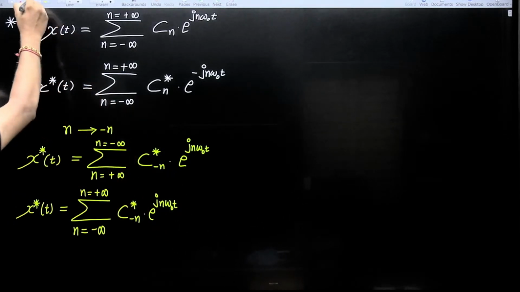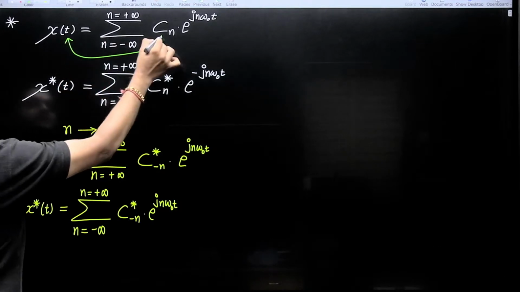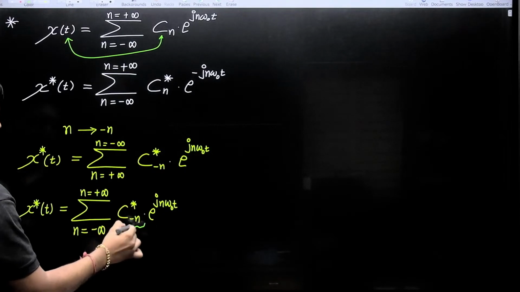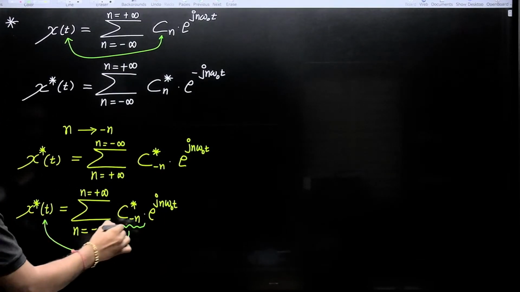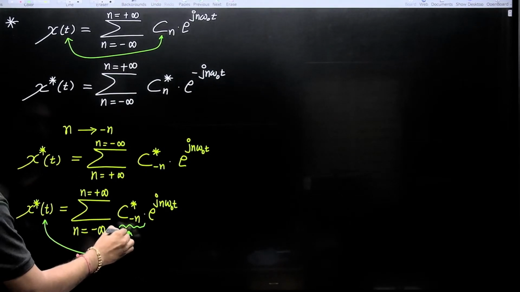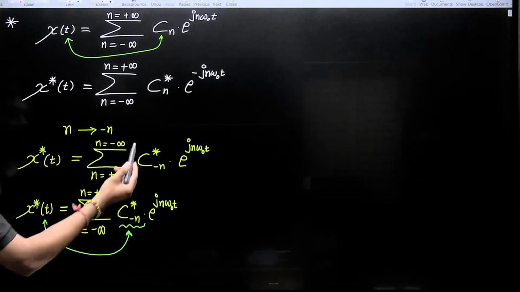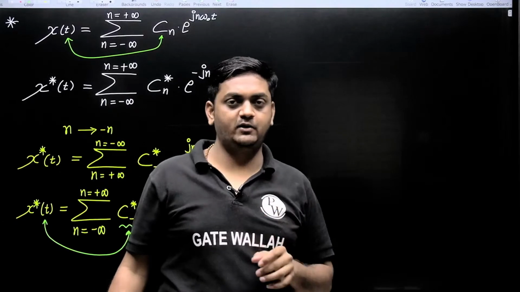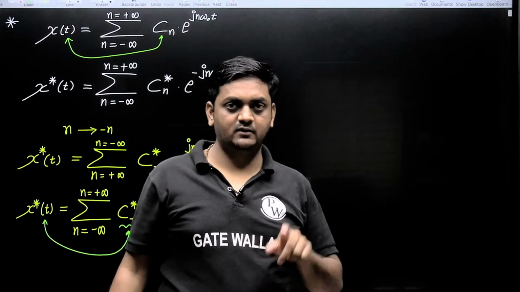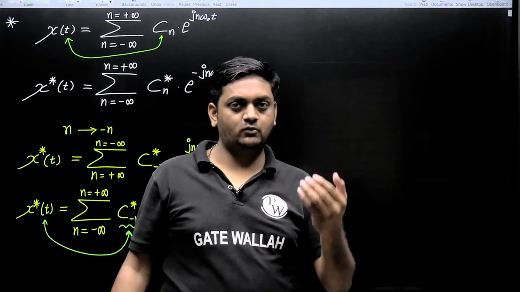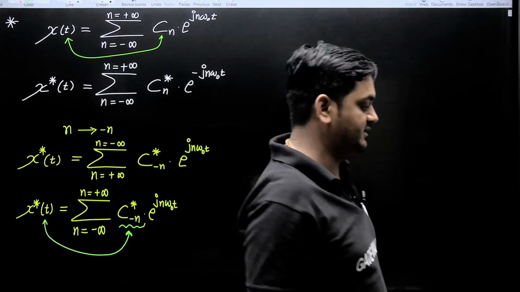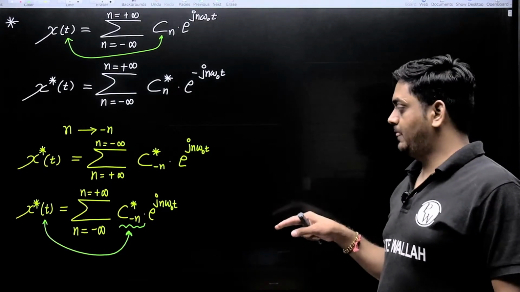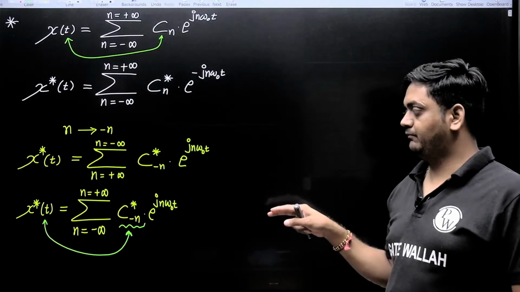Now you can compare, guys. You can compare the coefficient of x of t, which is Cn. If Cn is the Fourier series coefficient of x of t, then what we can say is that C minus n conjugate is the Fourier series coefficient of x conjugate of t. We are replacing n with minus n, then conjugation, or first you can do the conjugation, then replace n with minus n. In both cases you will get the correct answer. This is fine. So you can observe the concept in the question using this.